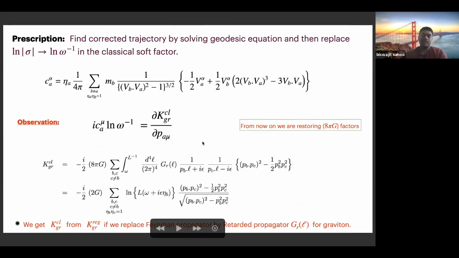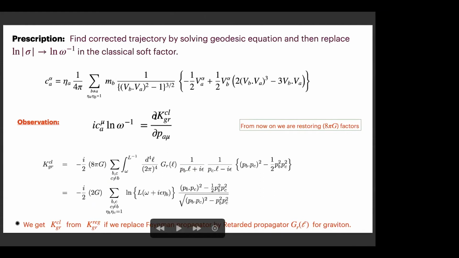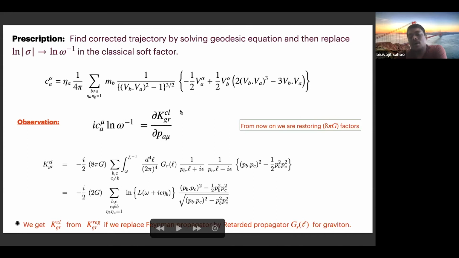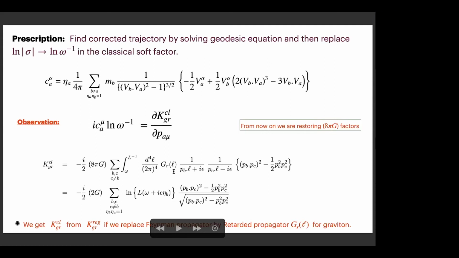But before that, I want to mention one observation. Here we can solve the trajectory equation and find out the acceleration term, which is the coefficient of the log sigma in the trajectory. And what we see is that if we replace log sigma with log omega inverse, then this i times c times log omega inverse turns out to be the momentum derivative of the same eikonal factor, but when we evaluate the eikonal factor not with the Feynman propagator but with the retarded propagator. Is there a question? I can see.